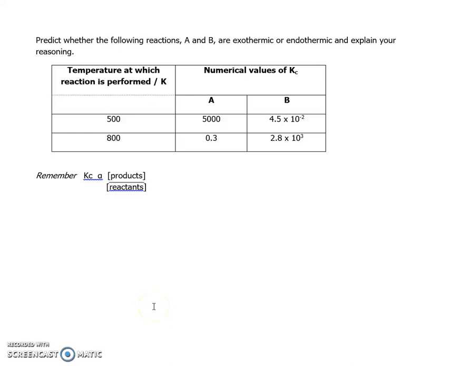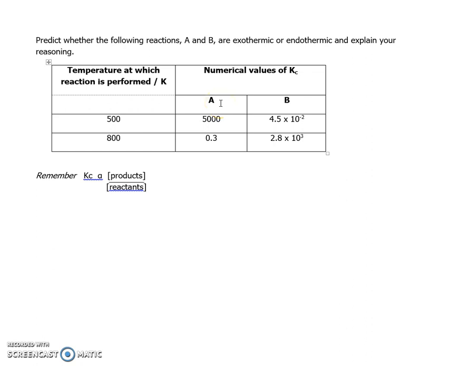Okay, this last video on Equilibria and Kc, we are looking at how Kc and numbers are used together in exam questions. So here is an interesting little problem. Here you've got two separate temperatures at which the reactions A and B were done. Okay, so these are two separate reactions.